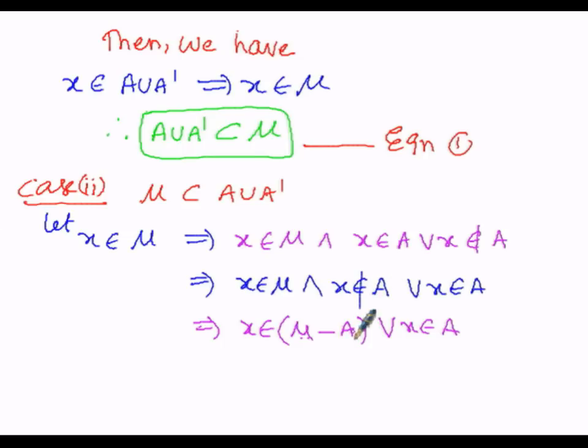So "does not belong to" means we have to subtract A from the universal set. So in the next logical step, that implies x belongs to μ minus A, but μ minus A is nothing but A dash, A complement, or x belongs to A. So here we got this logical step by means of the reason: since A dash is equal to μ minus A, here instead of μ minus A, I have substituted A dash.